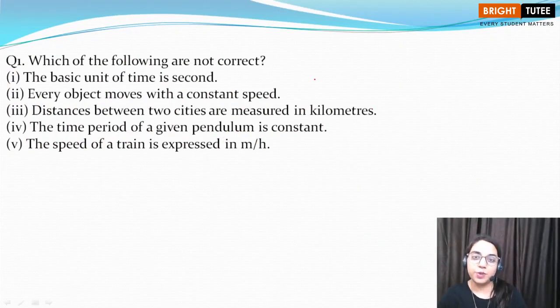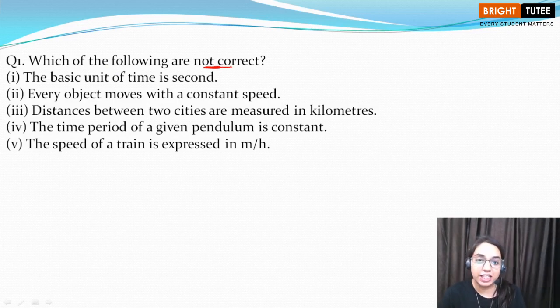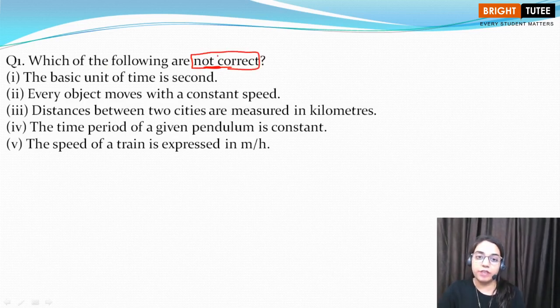In this session, we are going to discuss some of the questions and answers from the topics that we have covered so far. So children, the first question is, which of the following are not correct? Always read the question very carefully. It is saying not correct. Yet some of the students might end up answering the correct ones. So be alert while reading the question.